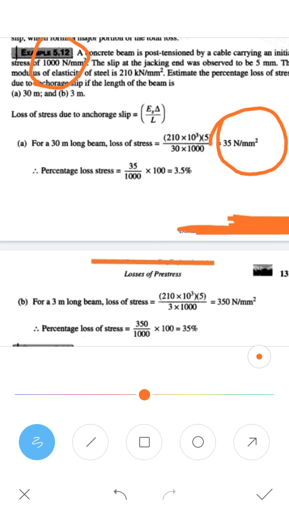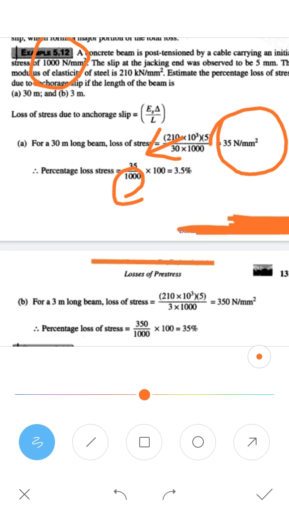Okay, so 35 rupees is what you have lost. Initially 1000 rupees was in your pocket, so 35 divided by 1000 into 100 you will get it. So 3.5 percentage is the loss. So that money you take in the form of the loss in the stress. So that's how you can find out the loss.